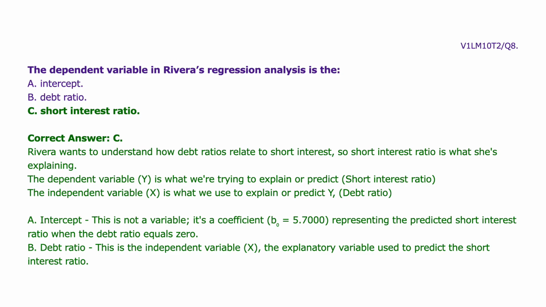Dependent variable, Y, is the variable you are seeking to explain, while the independent variable, X, is the one used to explain that variation. Distinguish between a variable, an observed data point, like debt ratio, and a coefficient, a parameter, like the intercept, b0. The intercept is not a variable but a component of the regression equation. Interest ratio is the dependent variable because the analyst's primary objective is to understand how it is affected or driven by other factors.